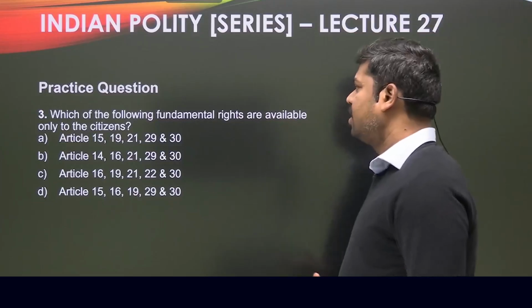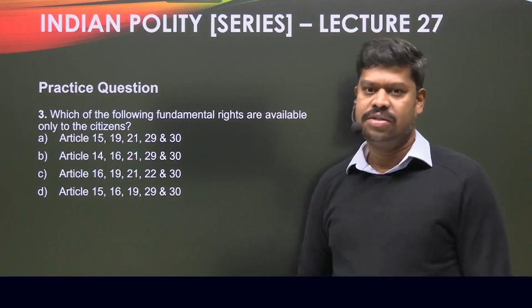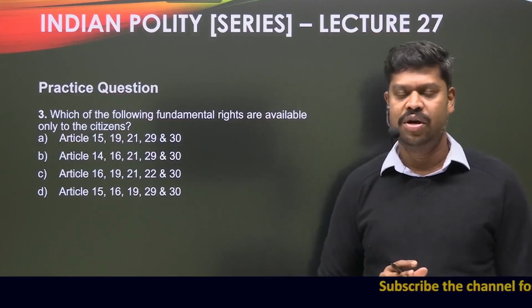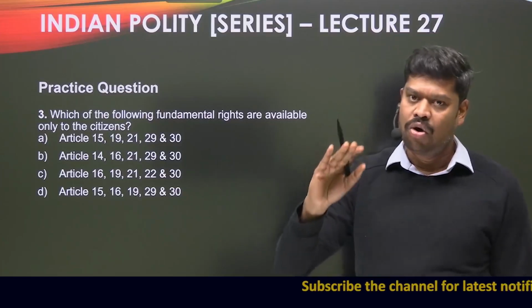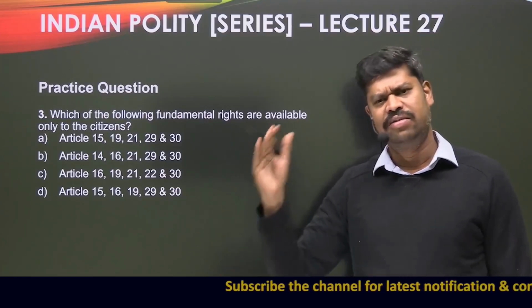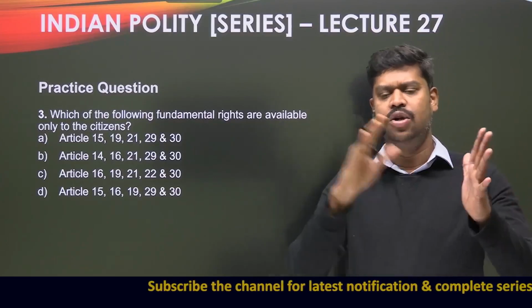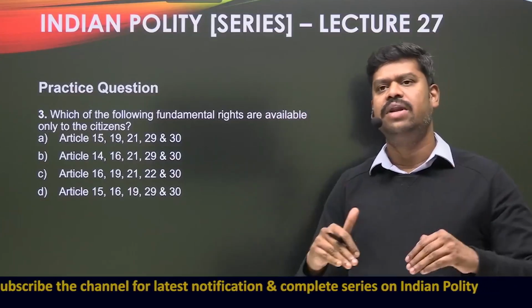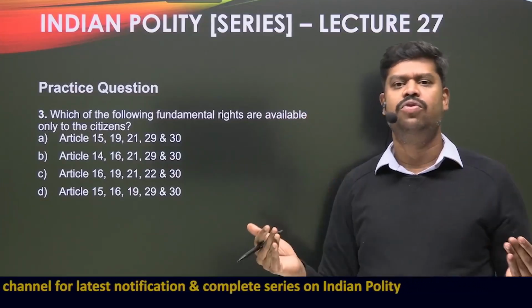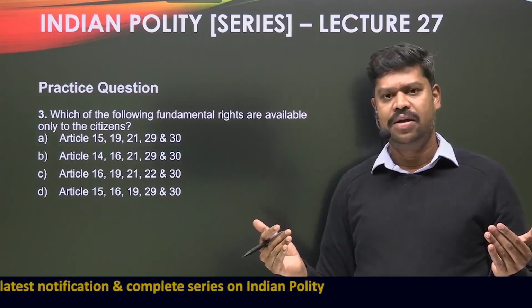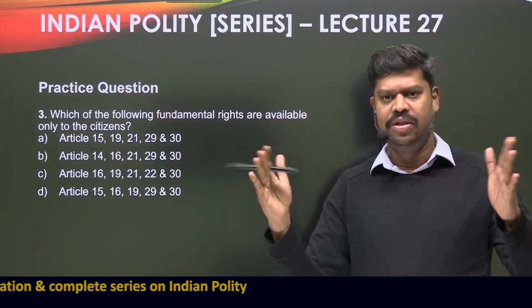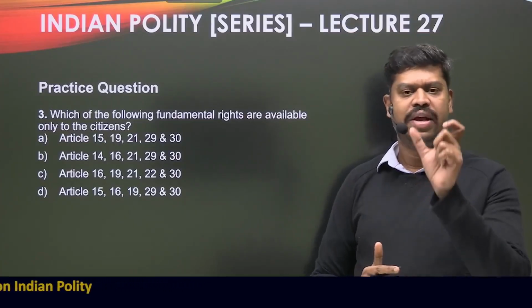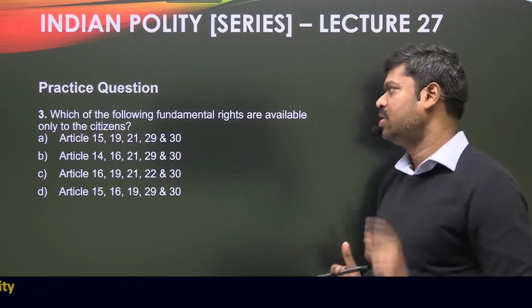Which of the following fundamental rights are available only to the citizens? This is one of the important features you'll have to remember with regard to the fundamental rights. Whatever is the right in Part 3, right from Article 12 to Article 35, all the rights in this part are available to the citizens. But there are certain rights among these which are also available to the aliens, and there are certain rights which are exclusively available only to the citizens. That is what you'll have to understand.